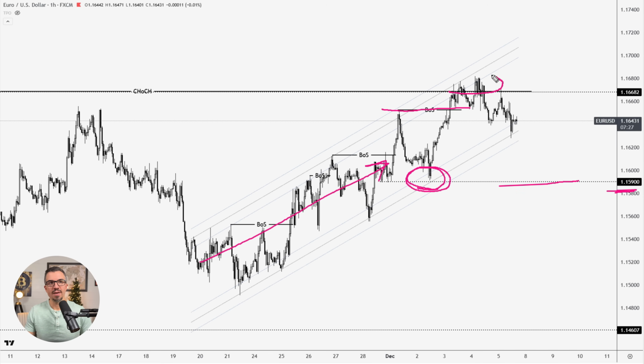And again, we did have that change of character here on both the 1 hour and 4 hour time frame, so that will be something to watch next week. I'll be watching this closely to see what we get down here in this area, or if we drop a little bit lower to tag this inefficiency down here.